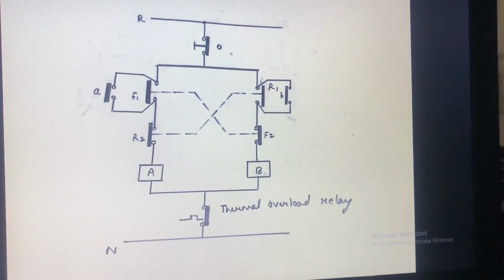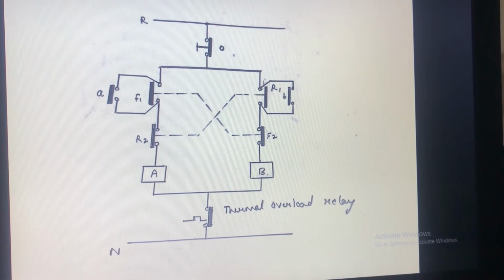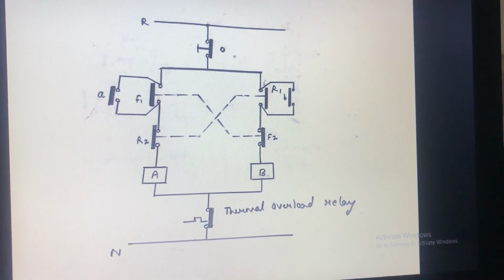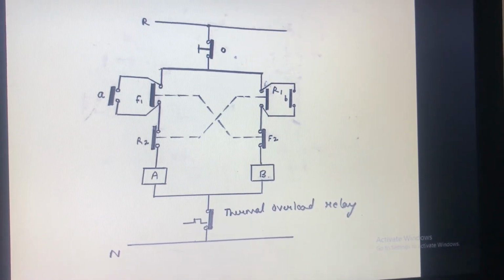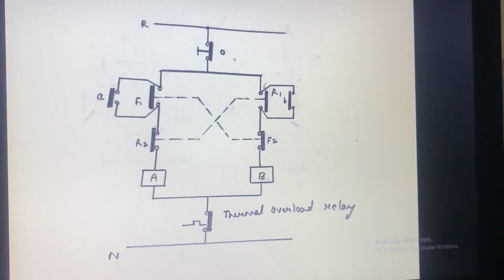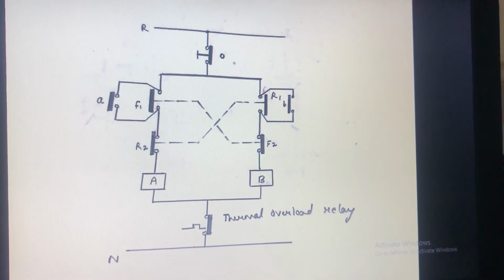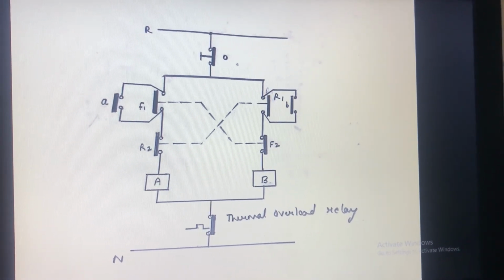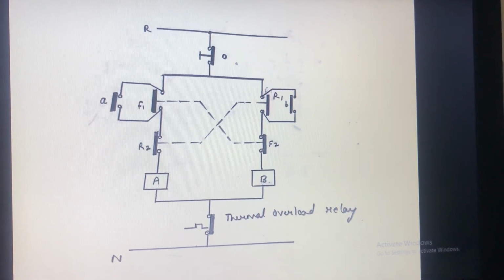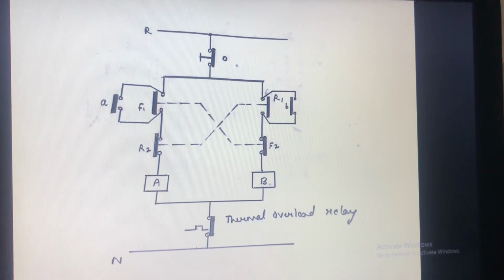So this is a schematic diagram. We have F1, F2 button for forward motion, R1, R2 button for reverse direction. F1 is normally open, F2 is normally closed. When we push F1, F2 will get open. Same is the case with R1, R2. R1 is normally open and R2 is normally closed. When we push R1, R2 will get open. And small a is the auxiliary contact of A.